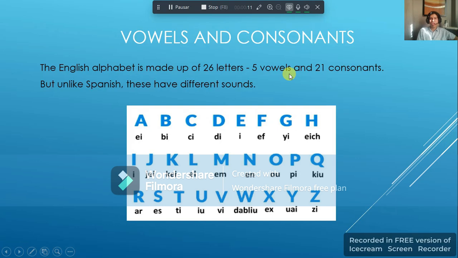In vowels and consonants, the English alphabet is made up of 26 letters, 5 vowels and 21 consonants, but unlike Spanish, they have different sounds. One example of this could be the letter A. In English, we say A. The letter E in English is E. The letter W in English is W. And this applies with the rest of the letters.